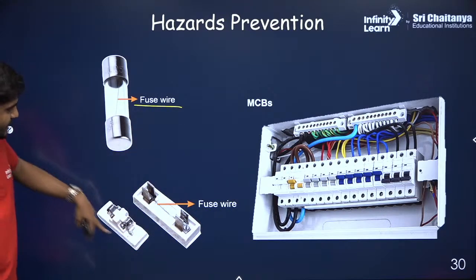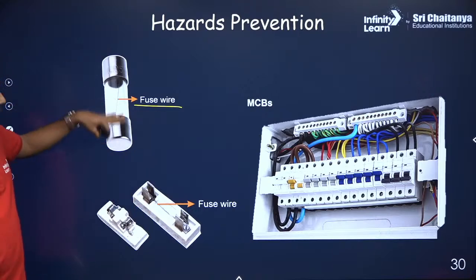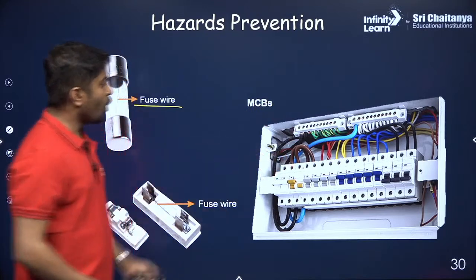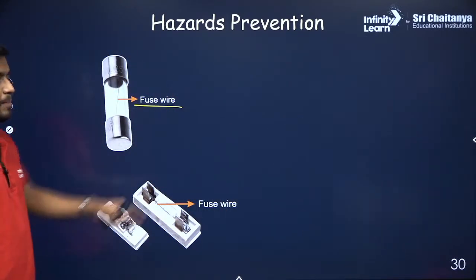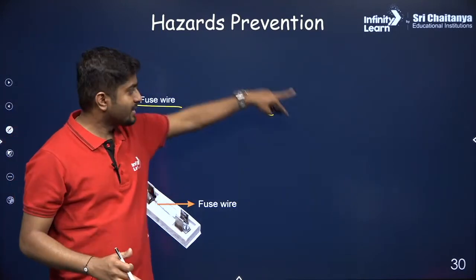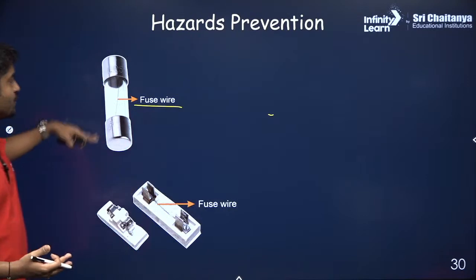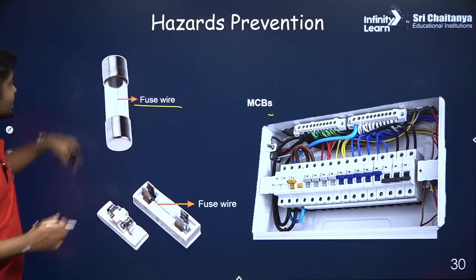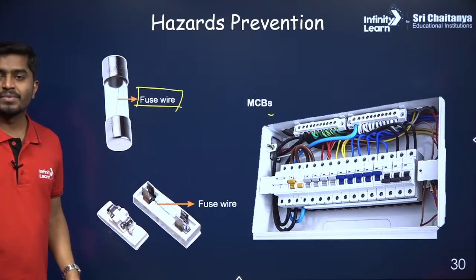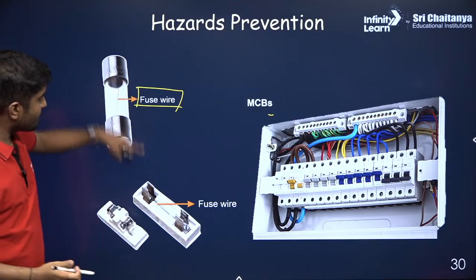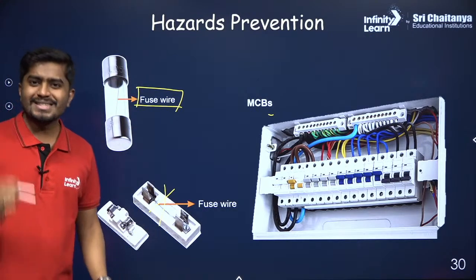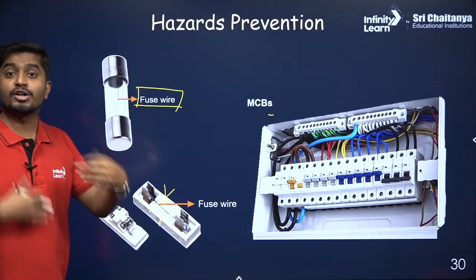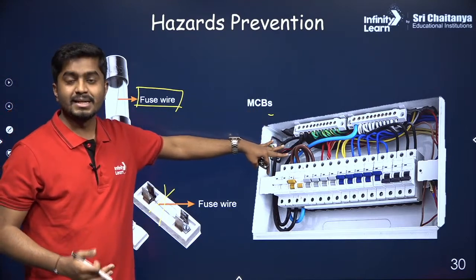Now, this is hazard prevention: the fuse. These are the older ones, these are a little newer fuses, and this is even better, MCBs. But this is a bit difficult to understand right now, so we'll not look at MCBs. But in modern houses, they prefer MCBs over the fuse. I'll just tell you in short why MCBs are better. In a fuse, this wire melts whenever a lot of current flows. Once the wire melts, the fuse is no more useful. You cannot use it again. It is not reusable. But MCBs are reusable.